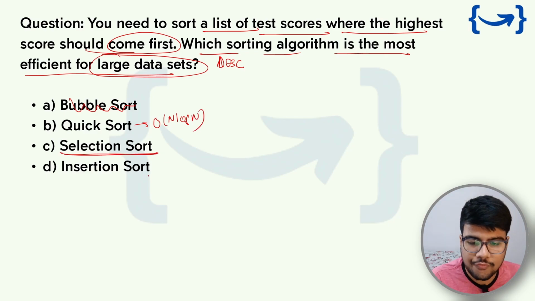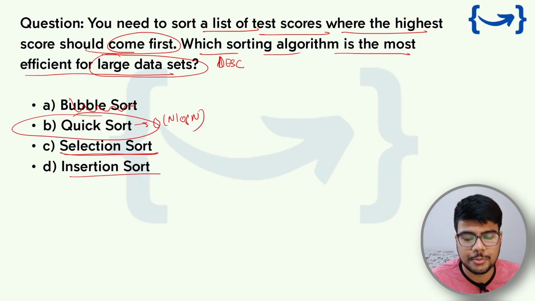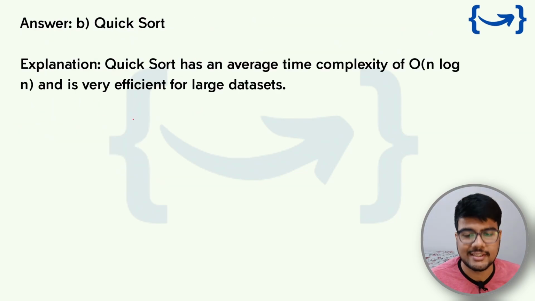Selection sort, again O of n square, again O of n square. So the right option would be B, and B is the right option as you can see.